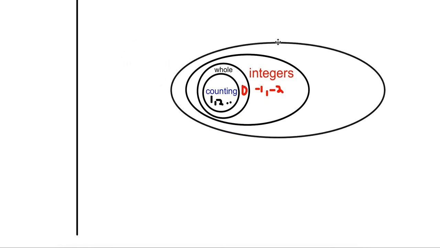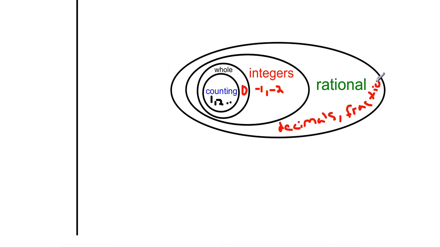Then we have the last one, which is a rational number. Rational numbers would be all the numbers we've been learning this year. Decimals, fractions, all of those would be your rational numbers. And including in those would then be the integers, the whole numbers, counting numbers. So everything inside of that is your rational numbers.